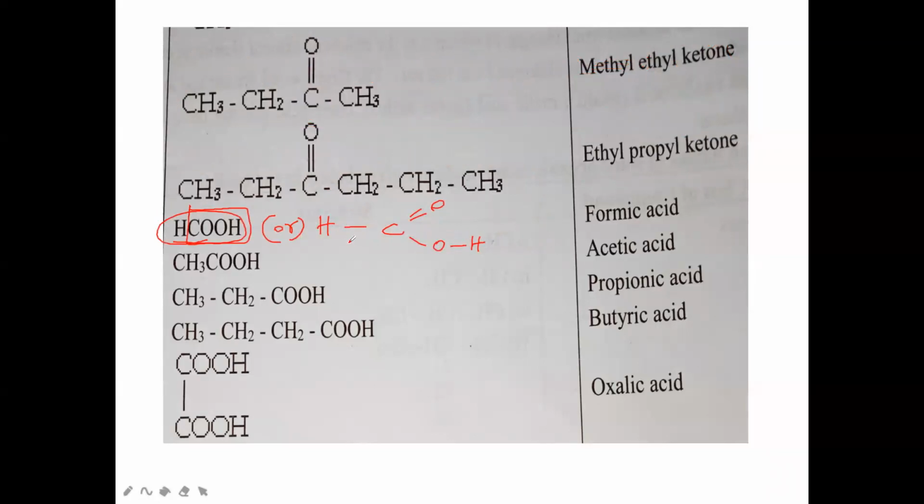Now, while writing the common name, H bond indicates what? Form, I told you now. Form. Form indicates H. And the bond COOH group is what? Ic acid. For bond COOH in common naming, what do we write? Ic acid. So formic acid. Formic acid is the common name.